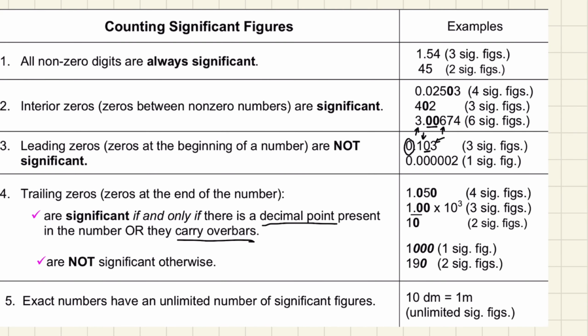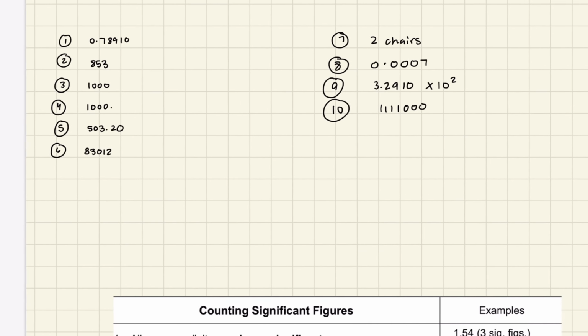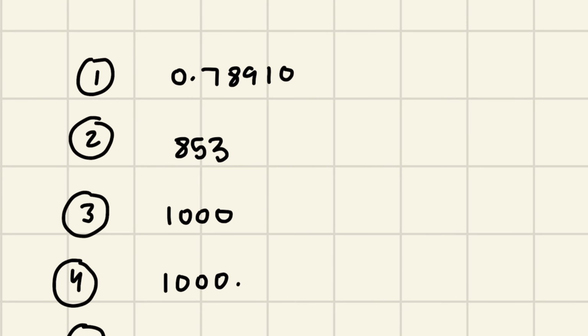I'm just going to leave it here for a minute so you can skim it over. And now let's start applying. This is always the fun part because it can really give you a sense of how much you know and how many principles you really have to go over. So let's get started. The first number we have is 0.78910. So let's see the conditions.